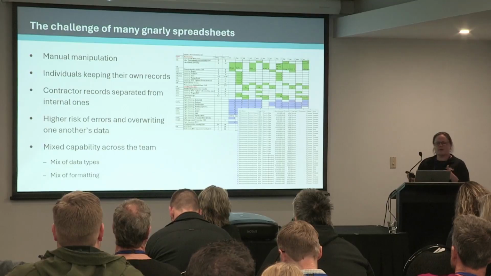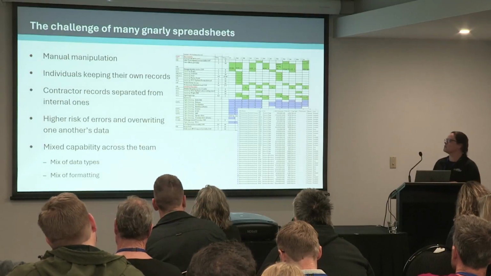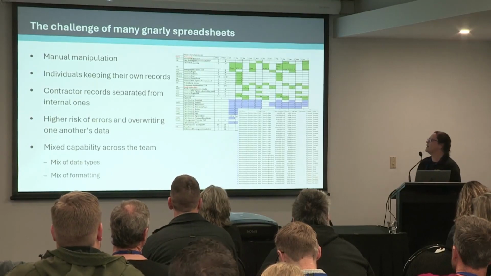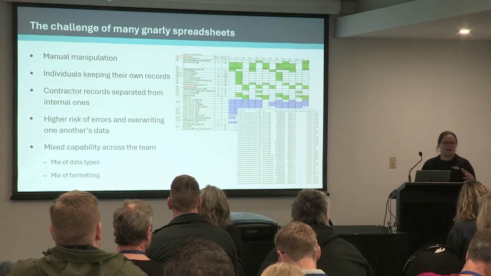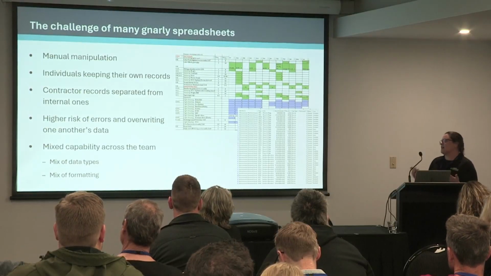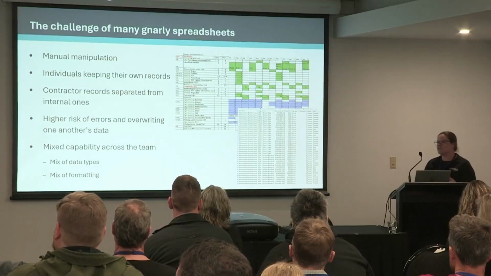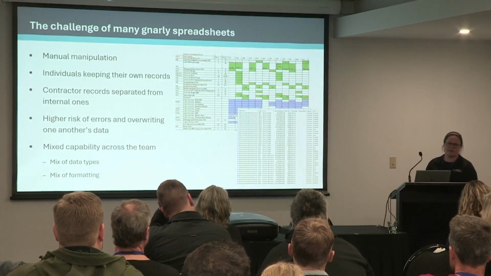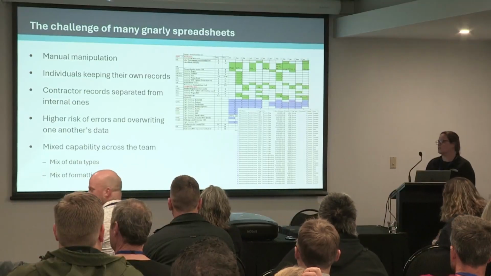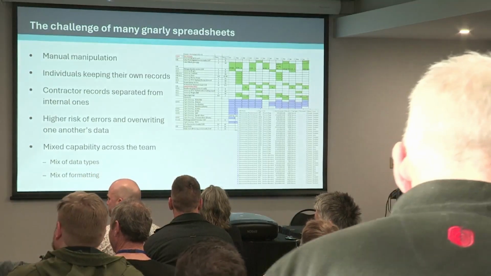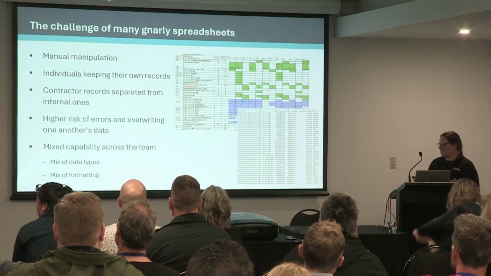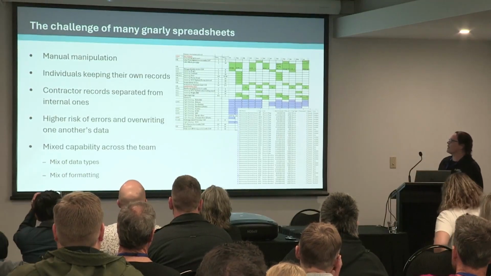We had contractor records separated from internal ones. We had quite a lot of errors that were cropping up because there was lots of handling. And we had people overwriting one another's data as well. So it was getting a bit messy. There's also mixed capability across the team. Some people love a spreadsheet and some people just wanted to be out in the bush, and quite frankly, entering stuff into spreadsheets was pretty low on the list of things they needed to do on a rainy day. And we had lots of different formatting types, so we were having numbers and letters put in the same cells, which made extracting data from it quite hard work.